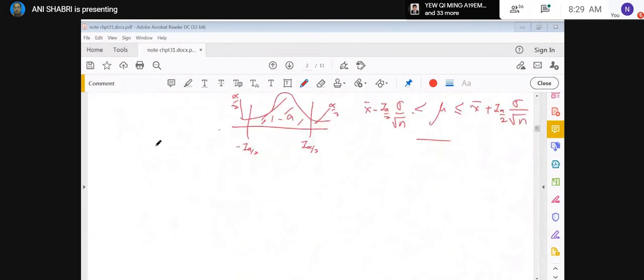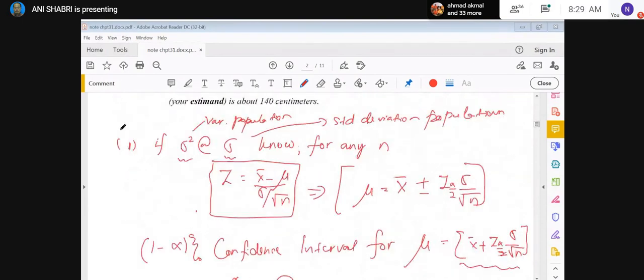We have 3 formulas. Number 1 is if the variance or standard deviation is known. If known, it works for any n.